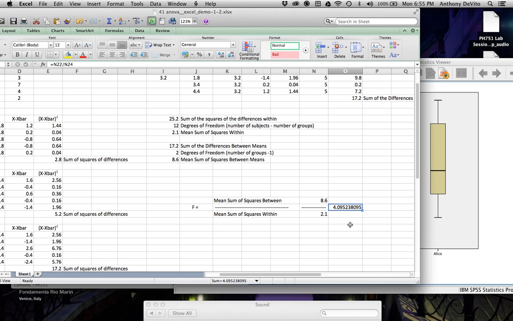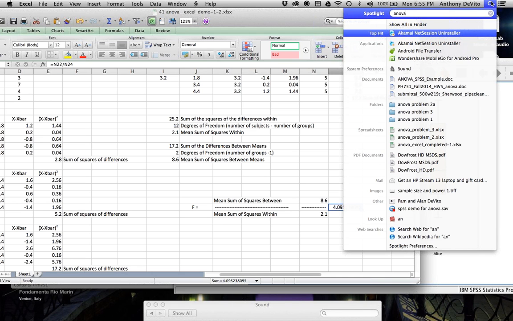So now where do I go to find out whether or not that's big enough? We need a table, right? Unless we're using SPSS or R or some other software, I'm going to need a table. So I'm going to need a table for analysis of variance.